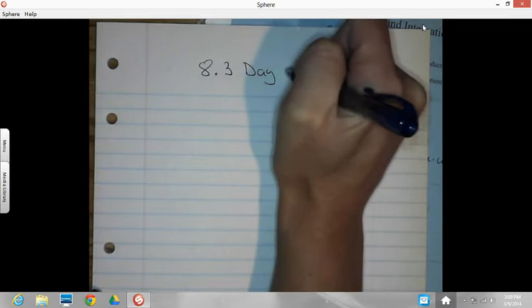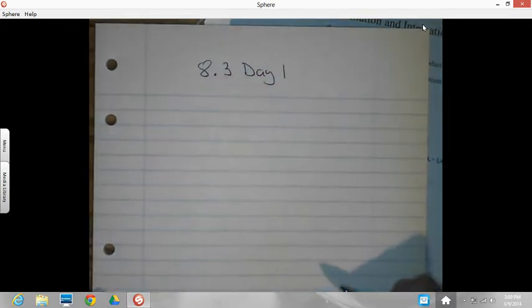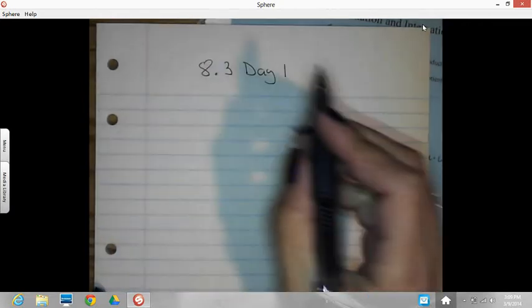Okay, here we are in section 8.3. Here's where we start the application to derivatives. And we are going to spend several days here. There's going to be at least one or maybe two group quizzes on this type of problem. These are called max-min problems.